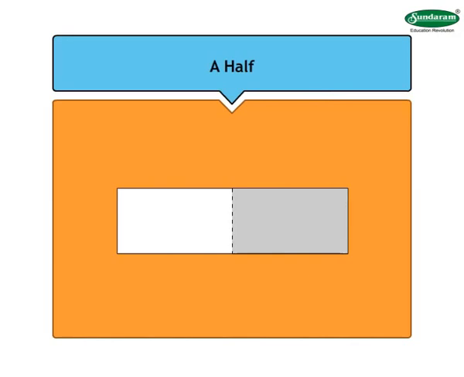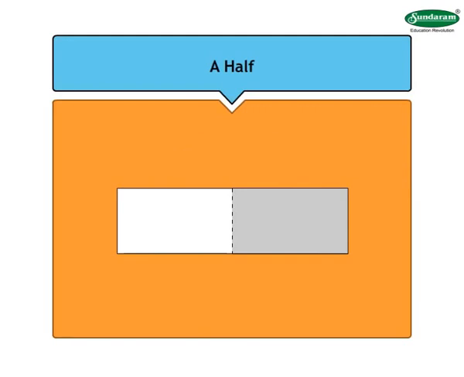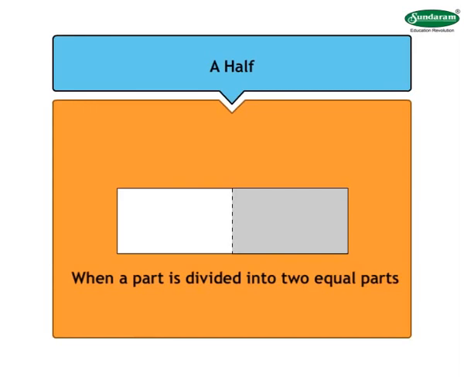Therefore, we can say that each part, that is the colored part and the part which is not colored, both are half of the paper. Thus, from this we learnt that when a part is divided into two equal parts, then each part is called a half of that part.